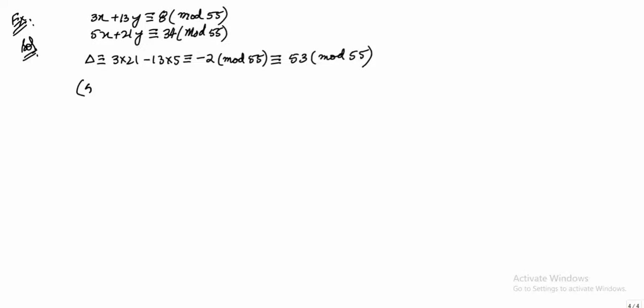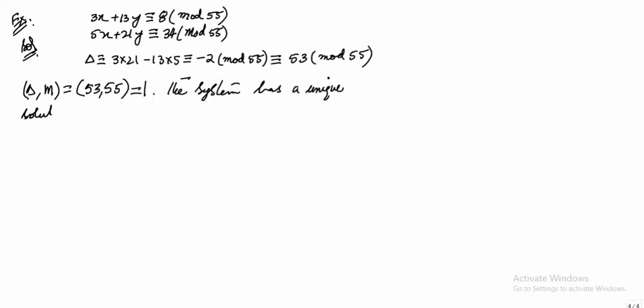So we take the GCD of 53 and 55, because we need the GCD of delta and m, which is 1. So it means the system has a unique solution modulo 55. So the system has a unique solution modulo 55.